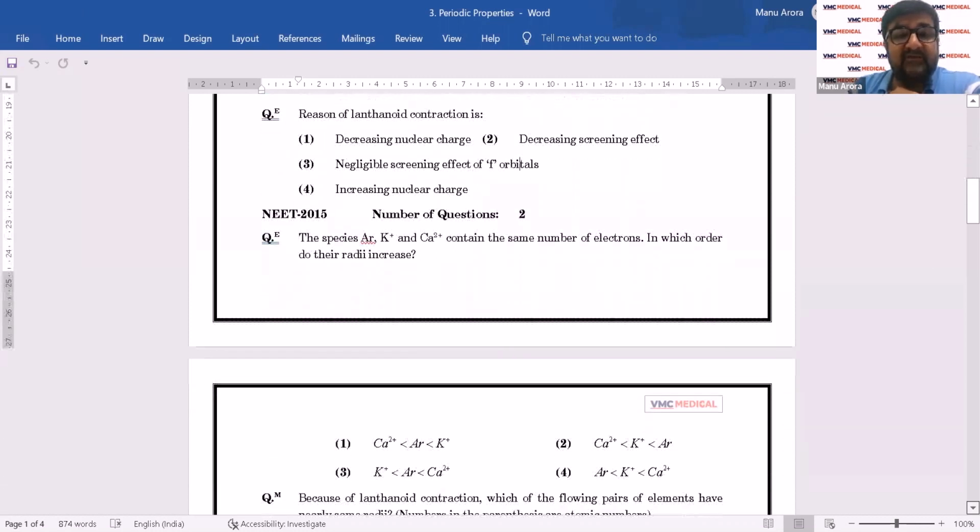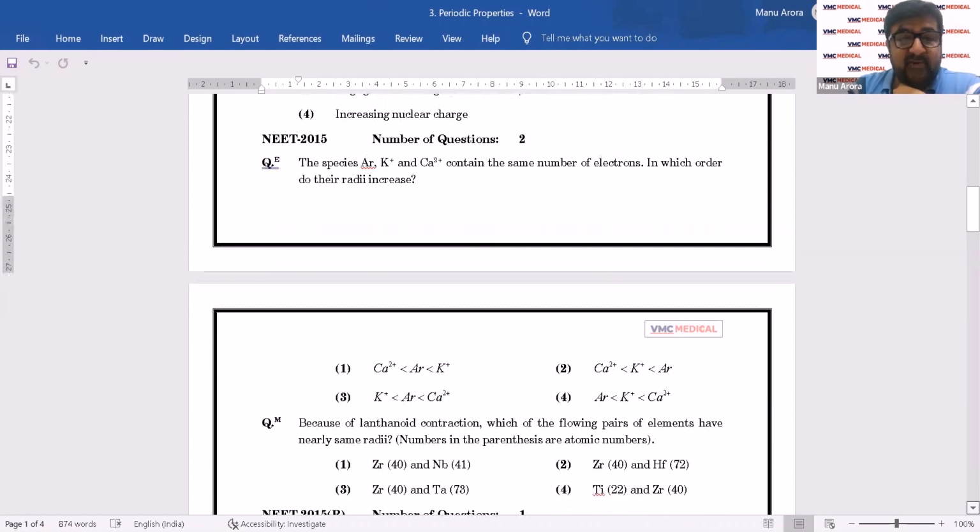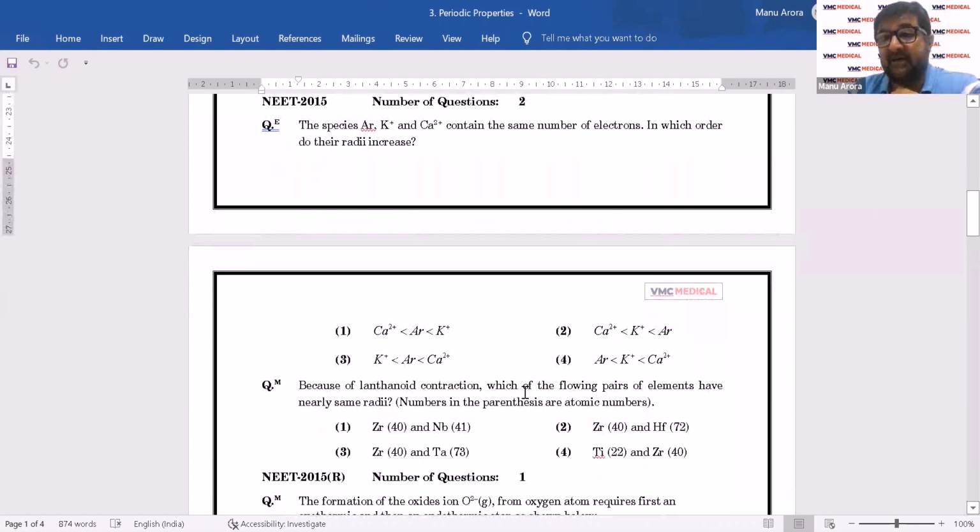2015, we have seen isoelectronic, the same number of electrons, once again, and then the radii. So my pinpoint is ionic radius as of now and isoelectronic nature of ions. I can once again see 1 question on lanthanide contraction. Zirconium and hafnium, 40 and 72, have similar radii. So the focus is lanthanide contraction radius.